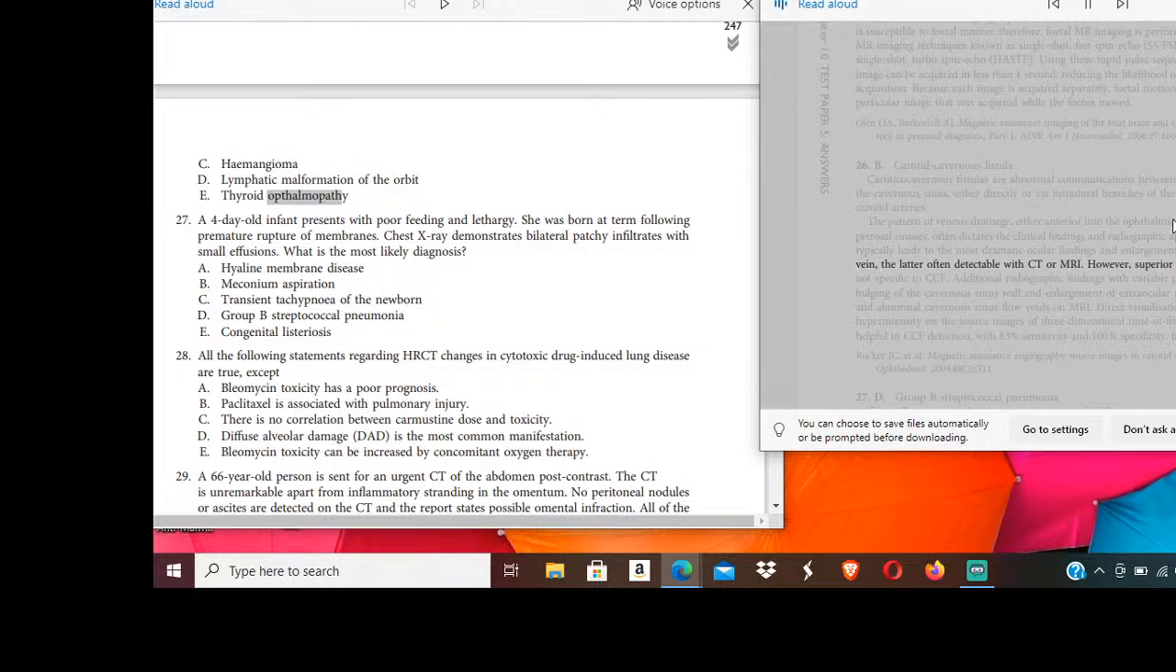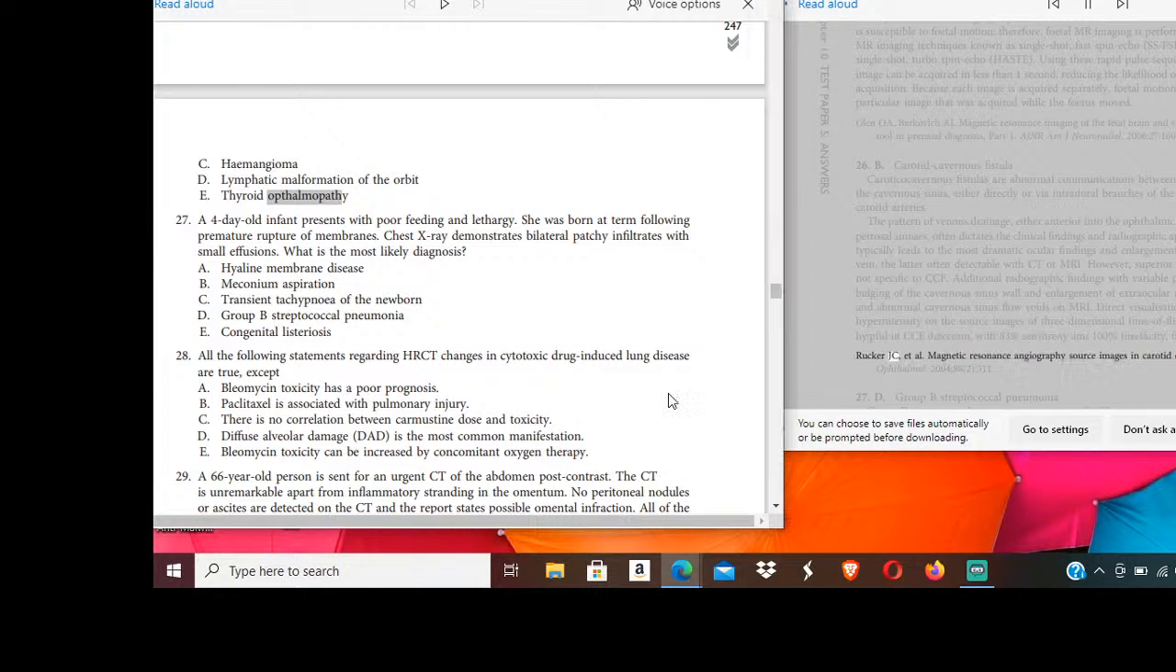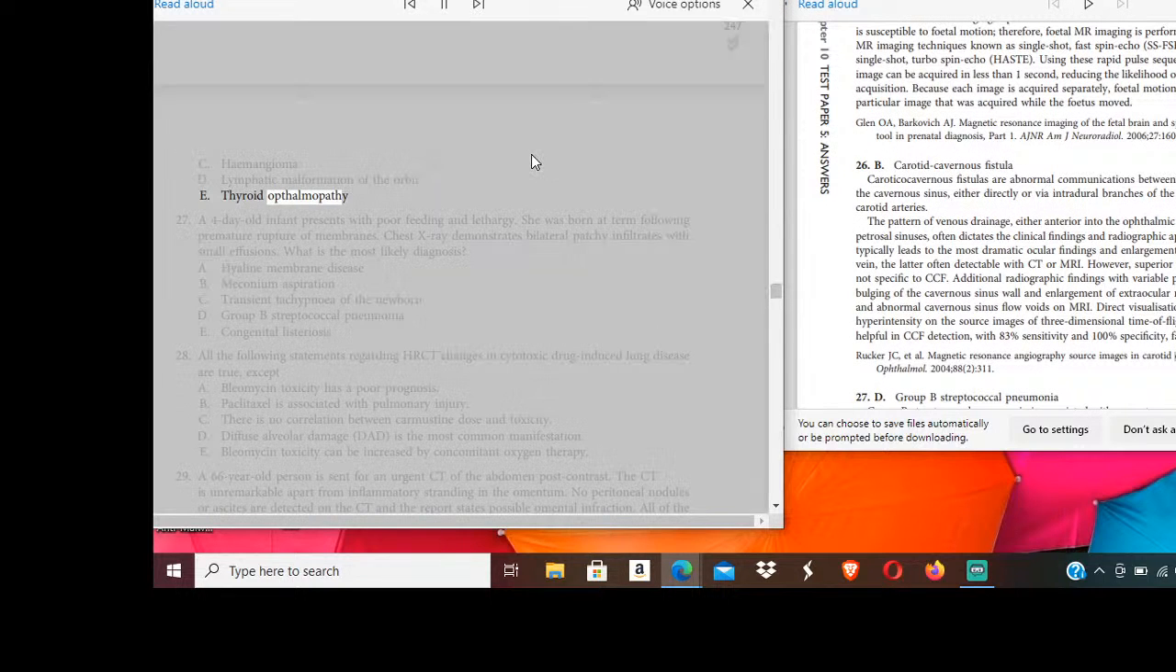However, superior orbital vein enlargement is not specific to CCF. Additional radiographic findings with variable prevalence include lateral bulging of the cavernous sinus wall and enlargement of extraocular muscles on CT or MRI, and abnormal cavernous sinus flow voids on MRI. Direct visualization of flow-related hyperintensity on the source images of three-dimensional time-of-flight MRA can be extremely helpful in CCF detection, with 83% sensitivity and 100% specificity, far superior to standard MRI. Rucker J.C., et al. Magnetic resonance angiography source images in carotid cavernous fistulas.